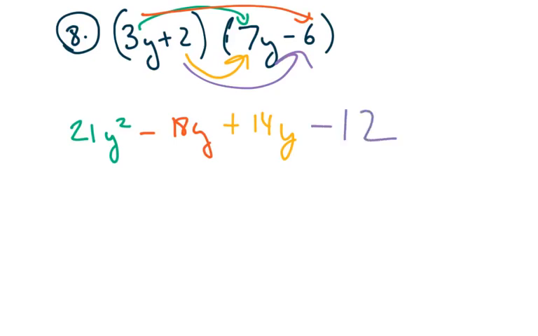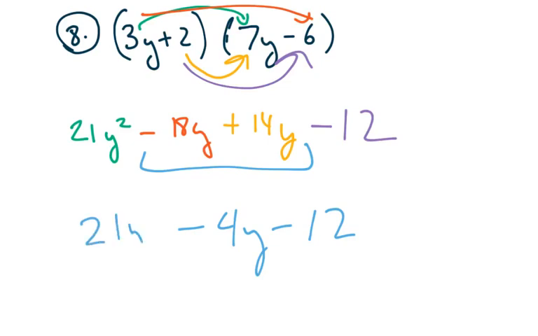Once more, we look at it and we see we have like terms here, so we'll put them together. It's negative 4y. Watch those signs, and everything else lines up.